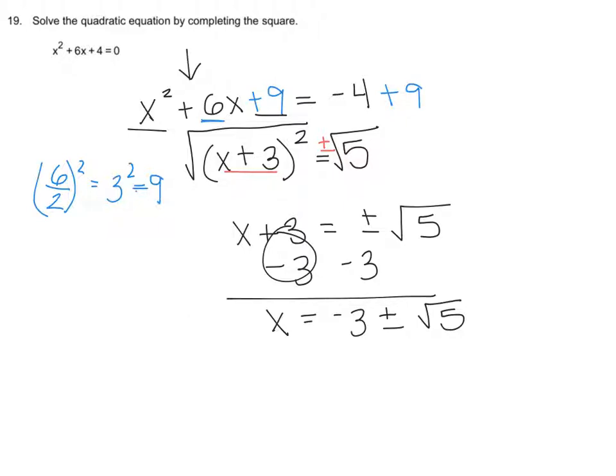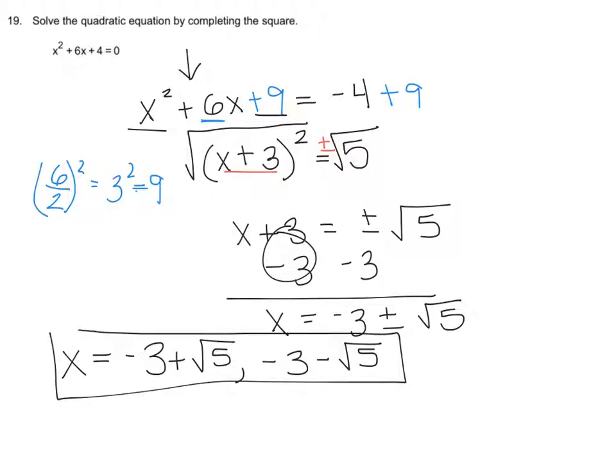Now I can separate these numbers by separating the plus and minus sign. So I really have two solutions, and my two solutions are x equals negative 3 plus square root 5 and x equals negative 3 minus square root 5. So I just separated those two by commas so you could see that there are two separate solutions to this problem.